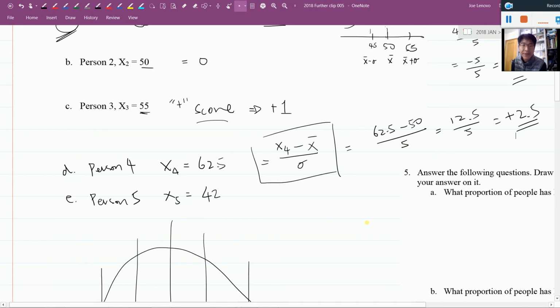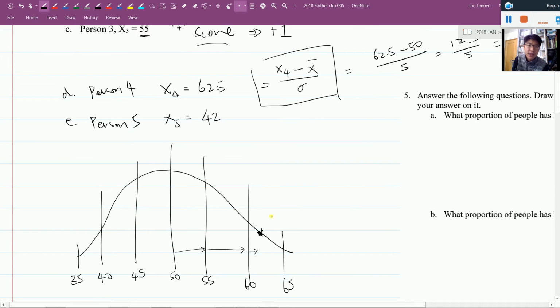Person 5, 42. When you look at 42, you go 1 there, and before you reach 40, it's right here. It's 1 and a little bit, right? But it goes beyond, goes negative. So what do you do according to that? The same thing. X5 is 42, take away the mean 50, divided by the standard deviation. 42 take away 50 is -8 over 5. 8 over 5 is 1 and a little bit.